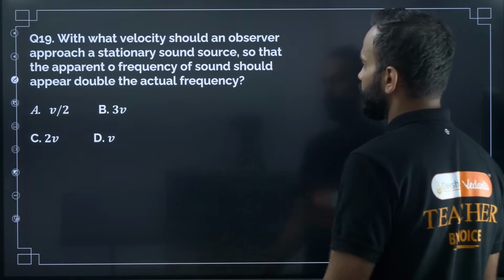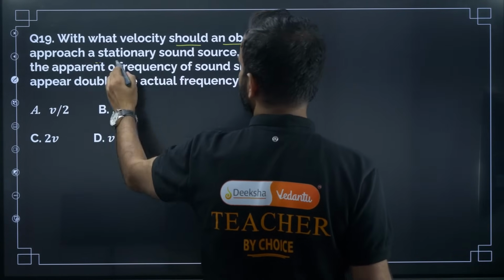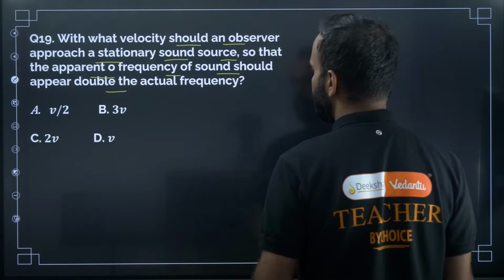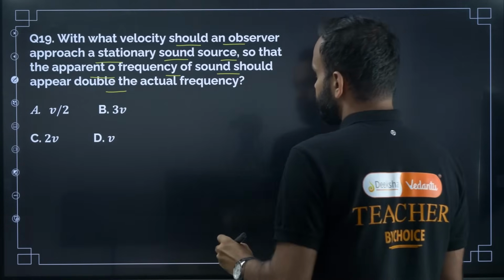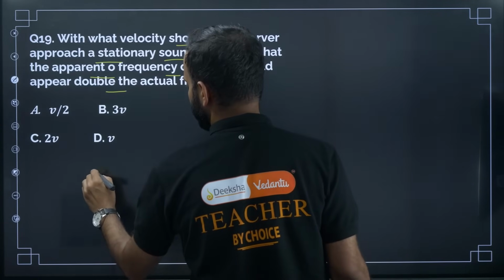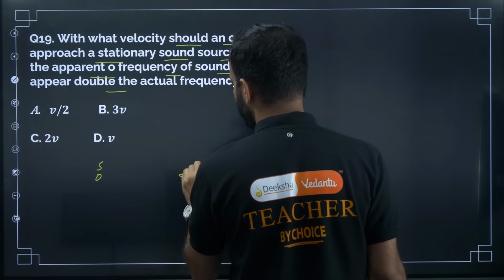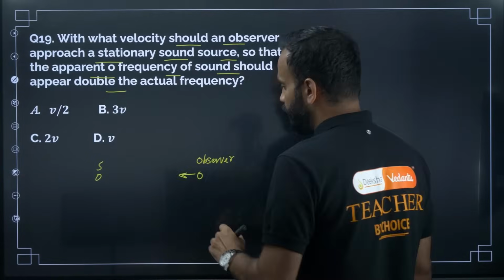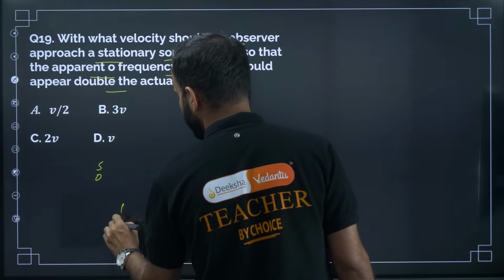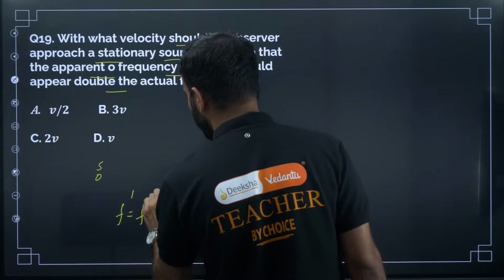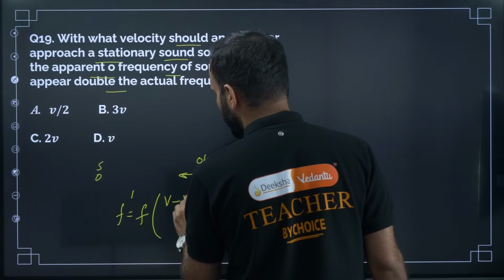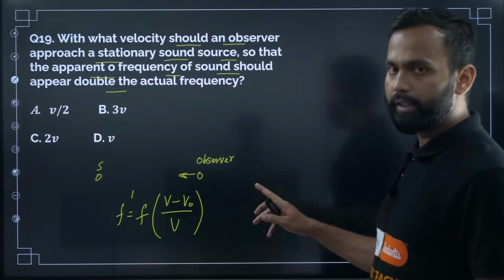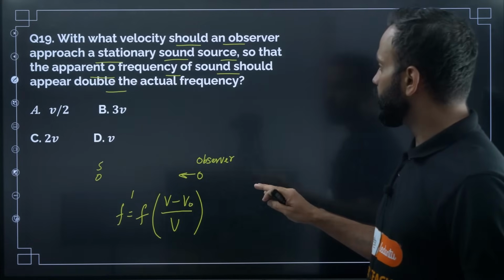Next question, question number 19. With what velocity should an observer approach the stationary sound source so that apparent frequency of the sound should appear double the actual frequency? Here this is the source, right? And observer is moving towards source, right? So now apparent frequency heard by the observer, f dash is equal to f into v minus vo divided by v. So what is v? Velocity of the sound in air. Vo is velocity of the observer.